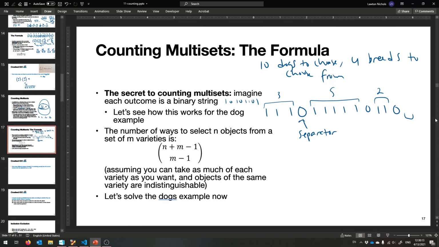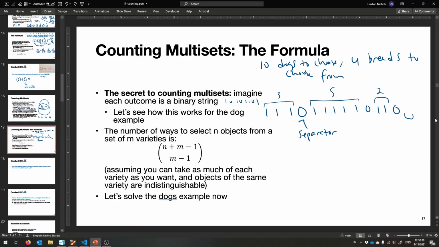This is how you can encode what you want. And then the problem becomes figuring out how many different kinds of these special strings we can make. And that solves the original problem. You see that? That's fun.